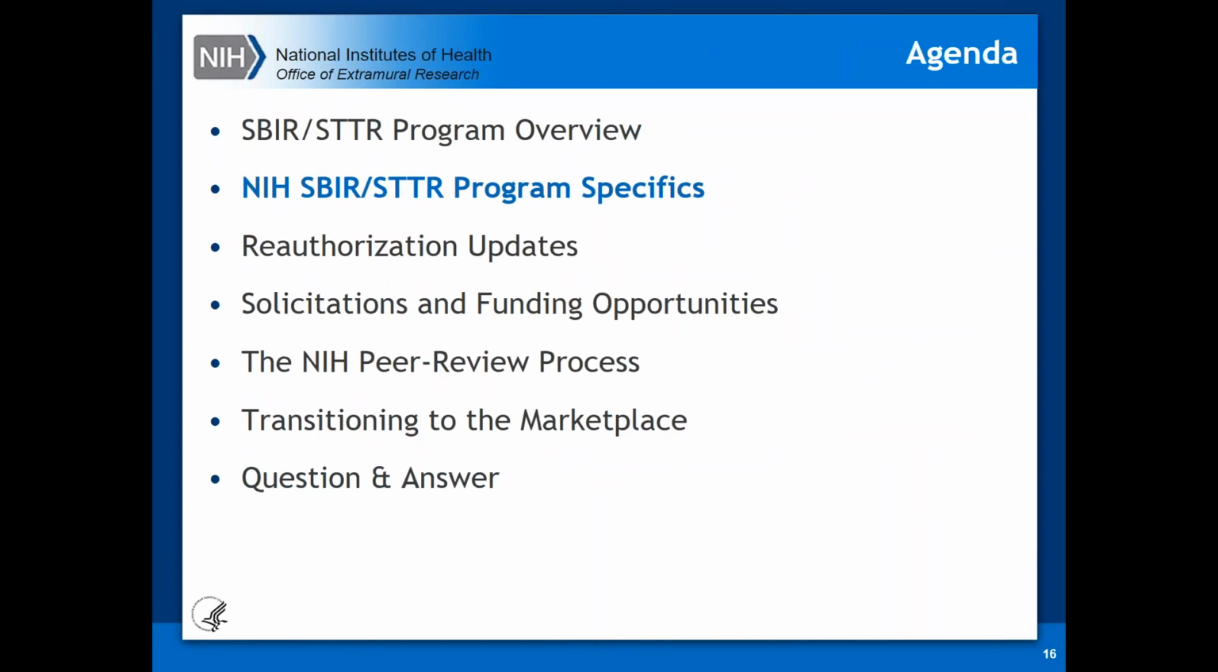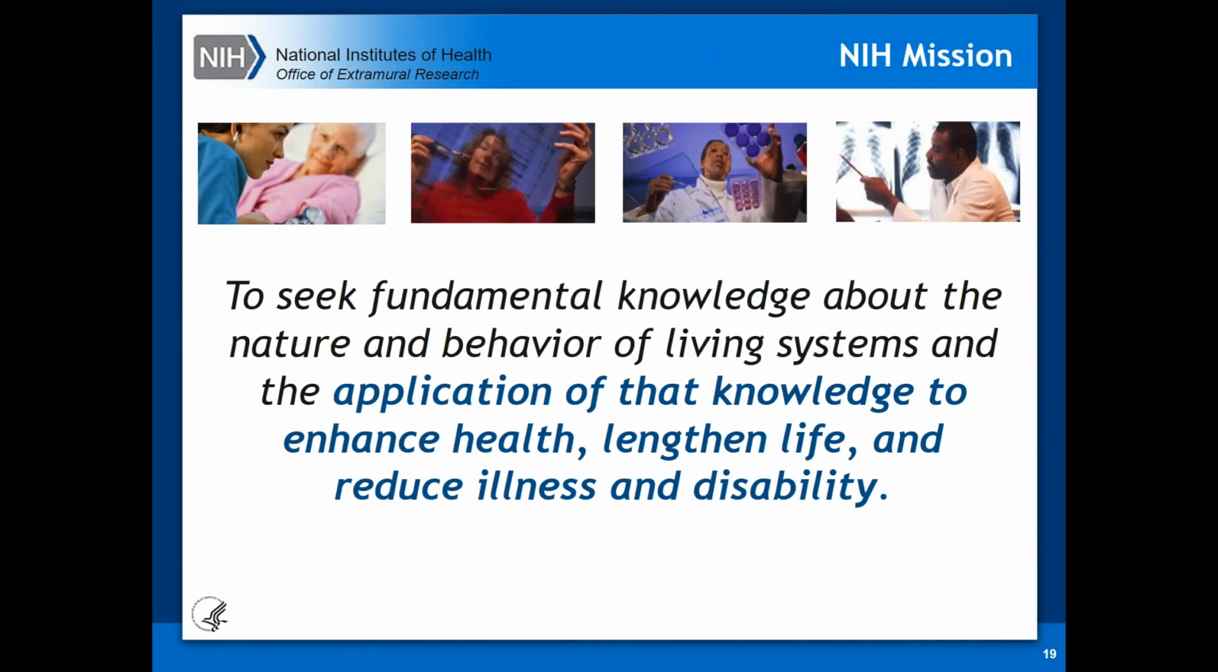So now let's talk about the NIH. That was an overview of the SBIR and STTR programs, so let's talk about the NIH program specifics. If you're coming to the NIH, you need to know what our mission is, because as you're doing the work, you have to be working towards our mission, and that's what we're funding you for. It is to seek fundamental knowledge about the nature and behavior of living systems and the application of that knowledge to enhance health, lengthen life, and reduce illness and disability.